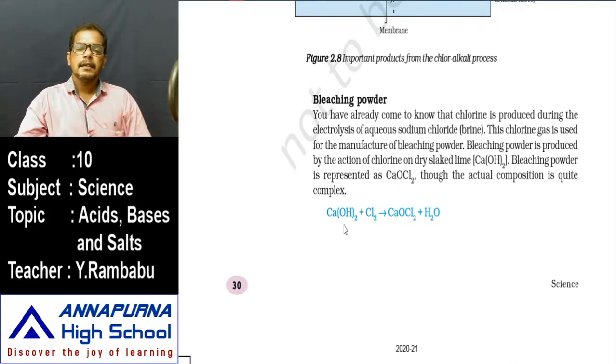It is taken, and chlorine gas is passed through it. When chlorine gas is passed through the dry slaked lime, calcium oxychloride and water are formed. What is this calcium oxychloride? This calcium oxychloride is nothing but bleaching powder. Like this, bleaching powder is produced. Observe this reaction.